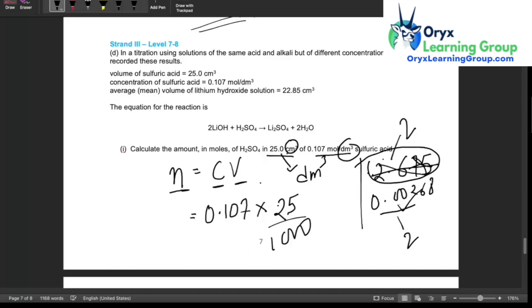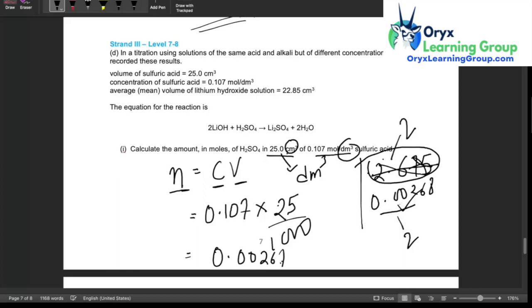Okay, so remember this. What you have to do is first check the units in which they are given. So 25 cm cube, we'll convert it to dm cube. How do you do it? Divide by 1,000. And then you have to multiply with this concentration, which is 0.107 moles per dm cube, and then you'll get the right answer. Clear with this? Is everyone clear?